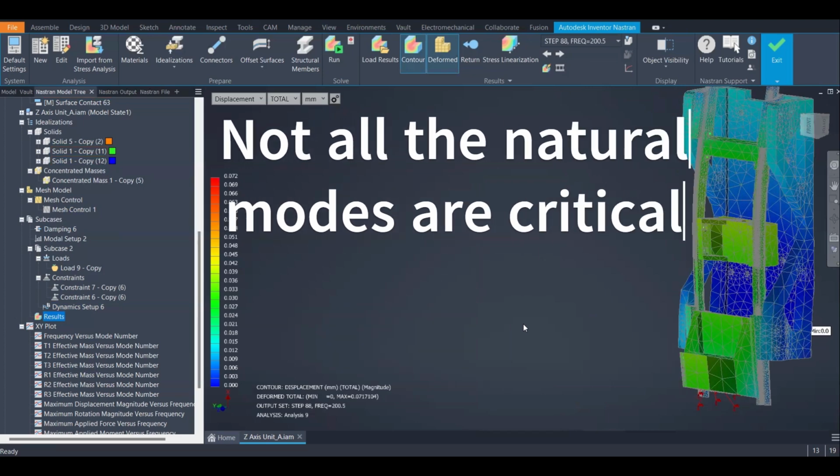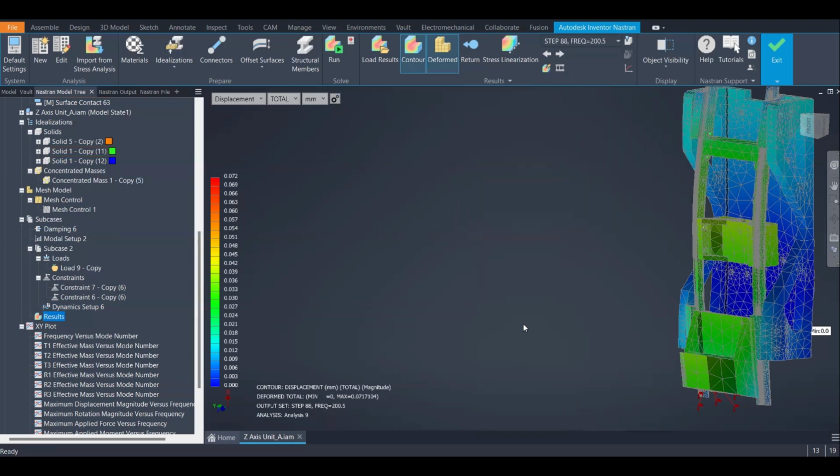That, for example, well, as I said, I think not all the frequencies are going to create a problem. Maybe those are going to be just noise or small vibration, so they can probably not be considered as critical, but that's why we run this kind of analysis.